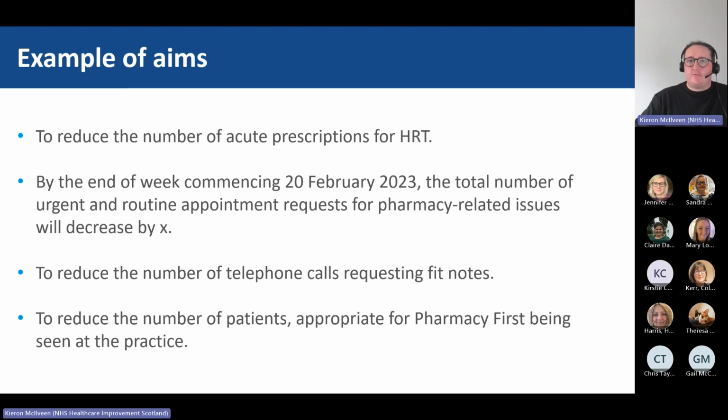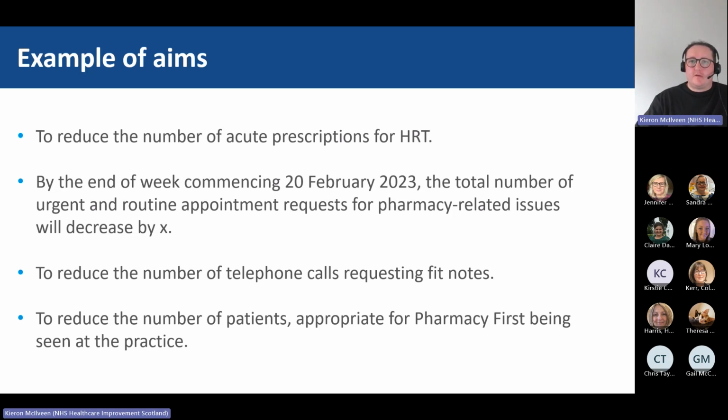A well-written aim should be straightforward and easy to understand. It should avoid jargon and make sure that everyone knows what you're trying to achieve. For example, with this first aim, reduce the number of acute prescriptions for HRT. This is clear because it specifies the action and gives a sense of direction. A good aim is measurable so that it can be tracked. And with this second aim, we can track the progress because we know the time frame and the target.